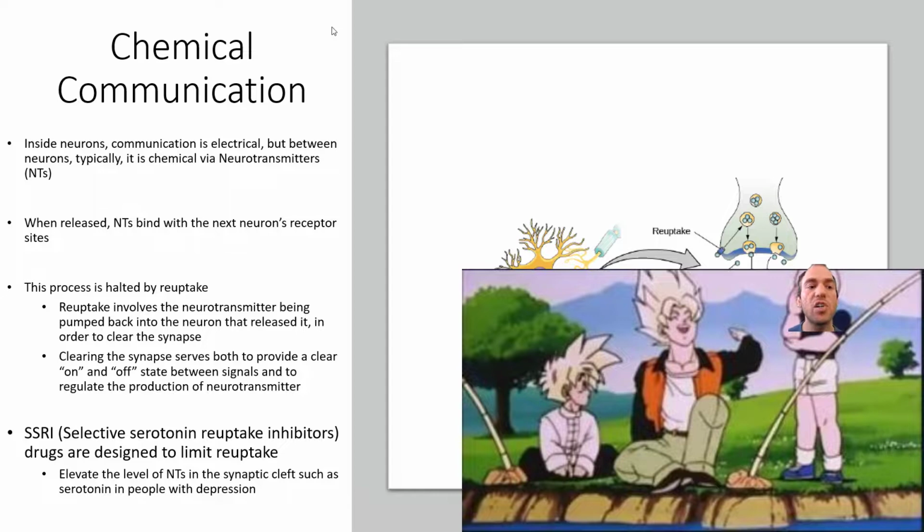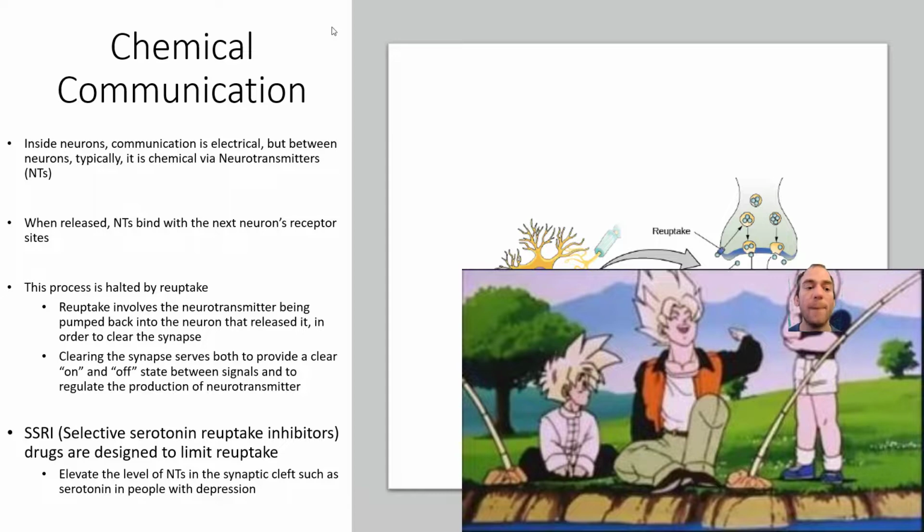But before we get there, inside neurons, communication is electrical. As we demonstrated, that entire electrical action potential is occurring within one neuron. But between neurons, it's typically chemical via neurotransmitters. So we already talked about that. Neurotransmitters are released into the synaptic cleft, and that's how the neurons communicate with each other. But within the individual neuron, the action potential, that electrical signal, eventually culminates in the release of neurotransmitters. So within a cell, it's electrical communication, but between cells, chemical communication via neurotransmitters. Again, this is very broad, not exactly true, but good enough for this class.